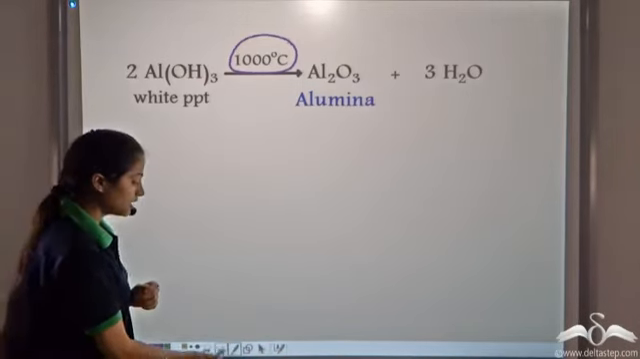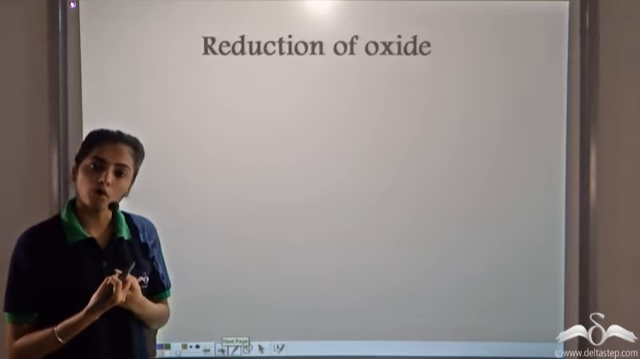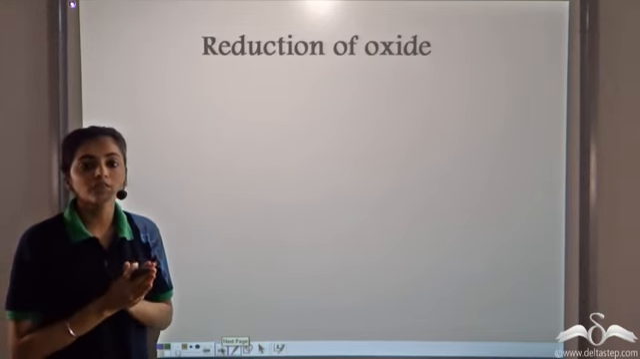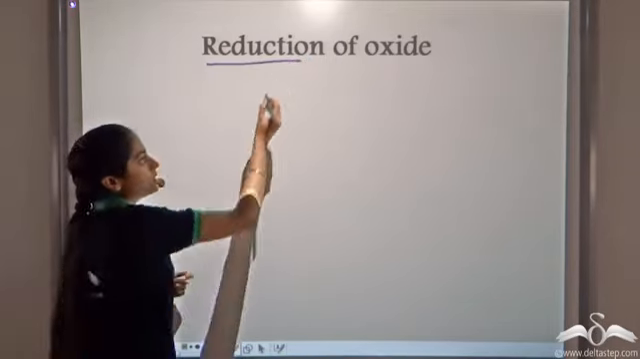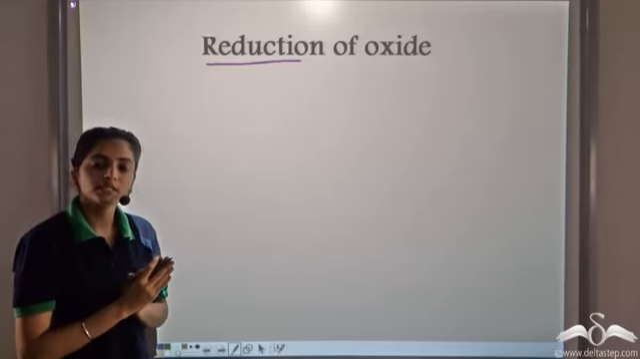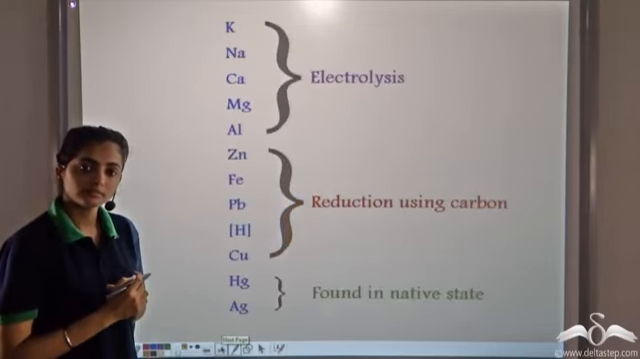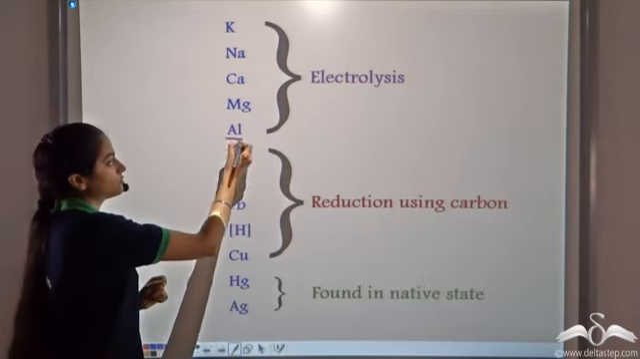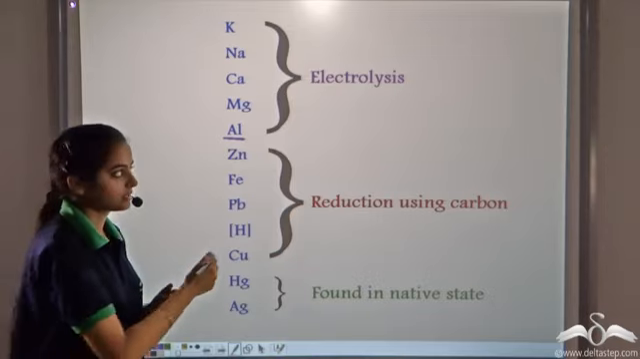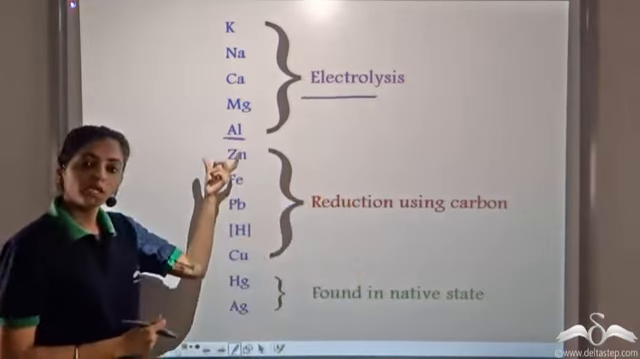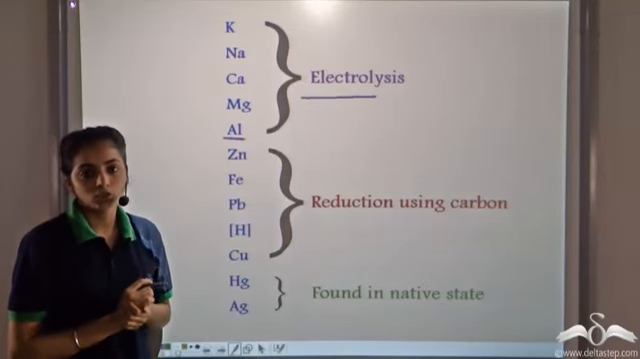Our next step is to extract the metal from the oxide. That is, we have to remove oxygen from the oxide. That is, we have to carry out the reduction of the oxide, in this case alumina. You remember the metal activity series that we have seen? Aluminium can be extracted from its oxide by electrolysis. So for aluminium, in order to extract it from its oxide, we have to carry out electrolysis.